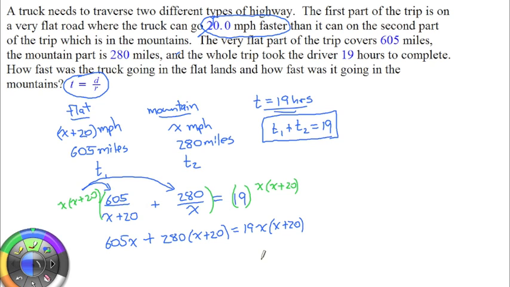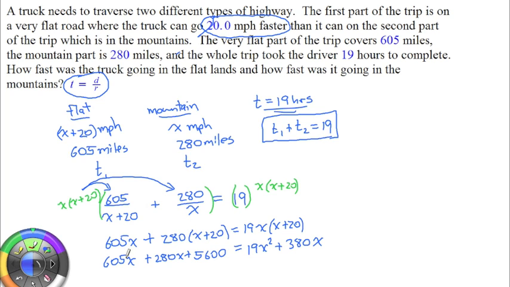Alright, and then just get rid of parentheses, combine like terms, and try to get it into a nice quadratic form. So this will be 605x plus 280x plus 20 times 280, which is 5,600, is equal to 19x squared plus 380x. I'm going to double check my calculations just to make sure my brain's in the right place. 280 times 20, 5,600, 19 times 20, 3,800, 380. All right, and then combine like terms.